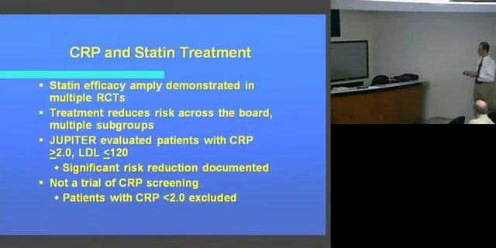If you really wanted to figure out how good CRP was, you would randomize the people with low CRP as well and see whether it's a predictor or not. But that was not what was done.